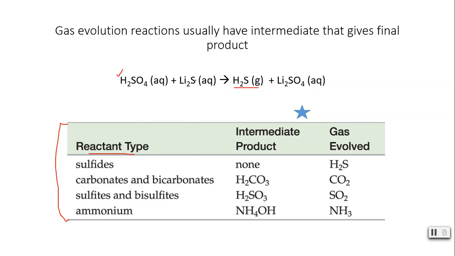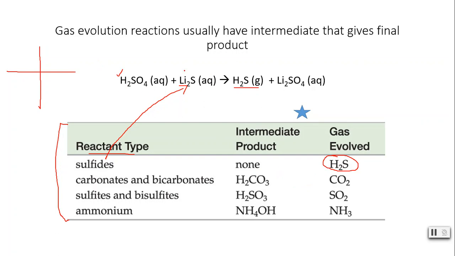Should realize that, oh, I have something that is a sulfide. So I know that one of my products is going to be hydrosulfuric acid. That is a gas. You could know that from the chart, but you could also determine it by doing our little crisscross to predict the products and then use this chart to determine if it's a gas or not.